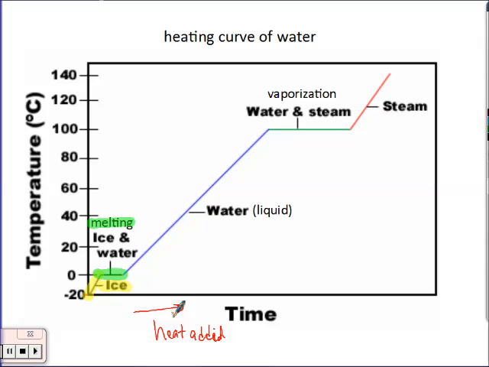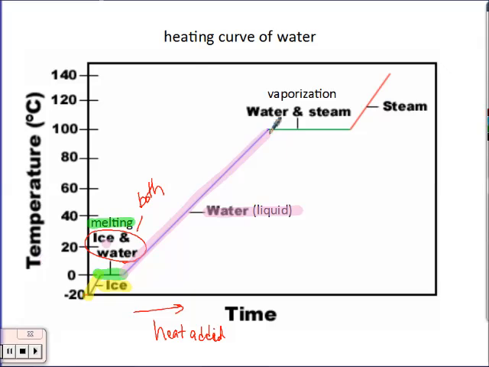When I'm melting, I do have ice and water both. Both can be present at that temperature. The temperature is not going to change while I'm melting. Once that last piece of ice melts and turns into water, I'm going to begin changing the temperature again. My water will begin changing temperature as it increases.